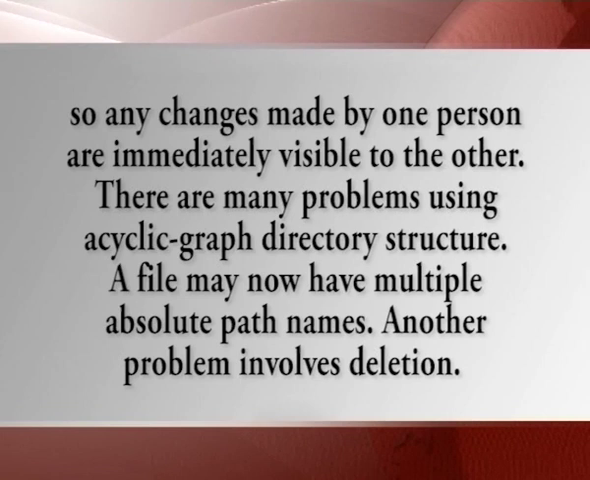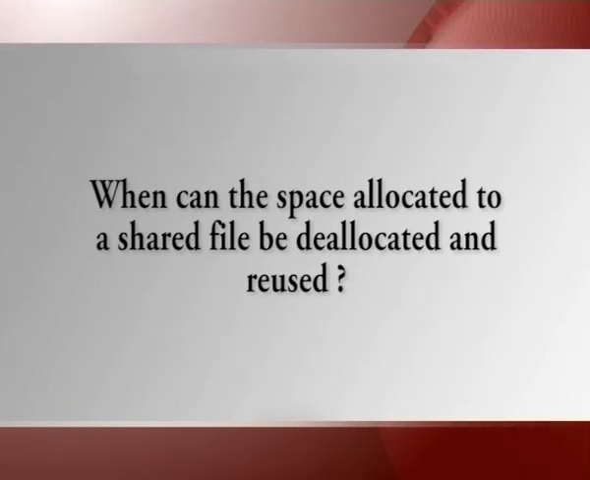Another problem involves deletion. When can the space allocated to a shared file be deallocated and reused? One possibility is to remove the file whenever anyone deletes it, but this action may leave dangling pointers. Dangling pointers are the pointers by other processes accessing this deleted file to the now non-existent file. This problem is enhanced if the remaining file pointers contain actual disk addresses and the space is subsequently reused for other files. These dangling pointers may point into the middle of other files.